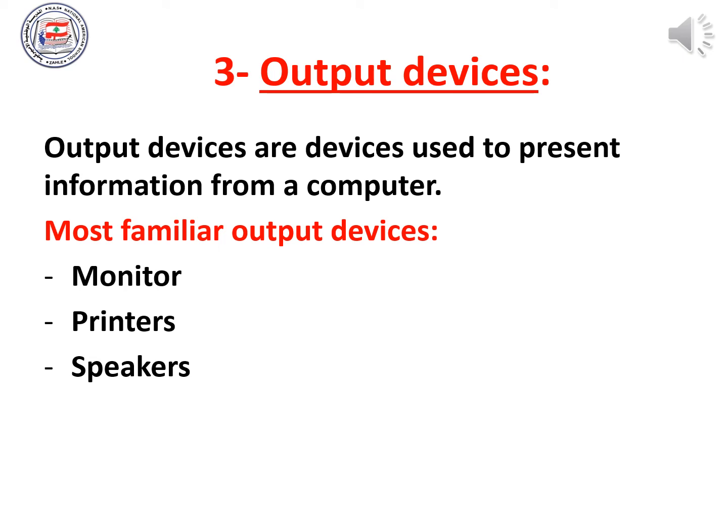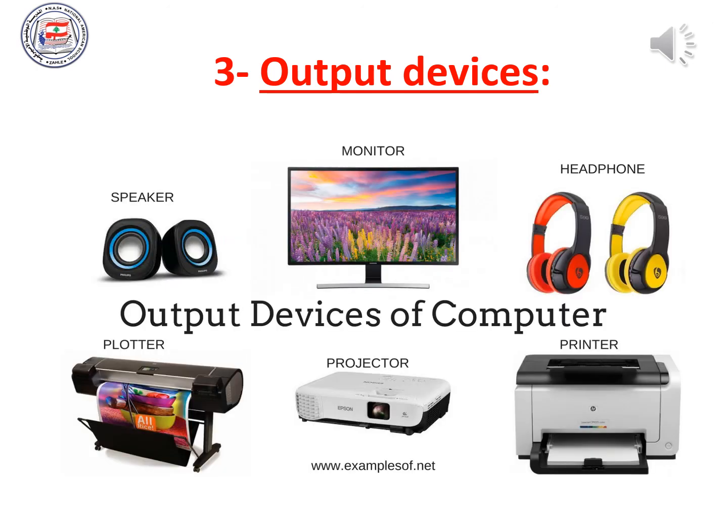The third part of a computer's hardware is output devices. Output devices are opposite to input devices. They are devices used to present information from a computer. So the input devices we use to put data into the computer, and the output devices we use to present data from the computer. The most familiar output devices are the monitor, printers, and speakers. The speakers give out the sound from the computer, so they are presenting information from the computer. Printers give out information from the computer. This is why they are called output devices, because they bring data out of the computer.